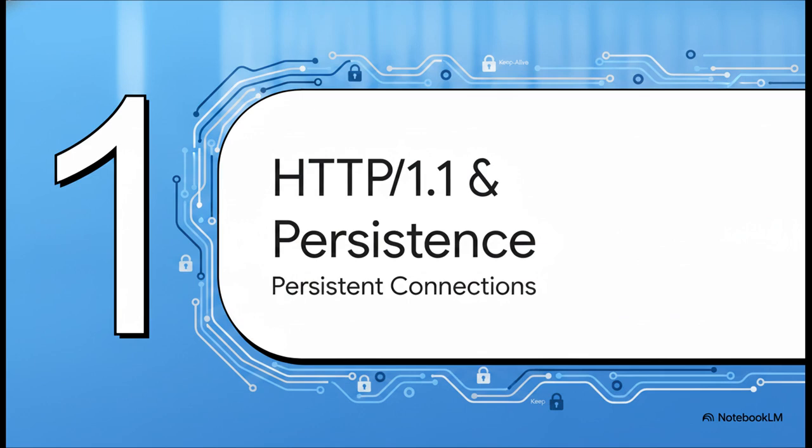Which brings us to the next phase, HTTP/1.1 and persistent connections. The architects of the web quickly realized that if this network was ever going to scale globally, they couldn't just keep opening and closing doors. They had to leave the door open.